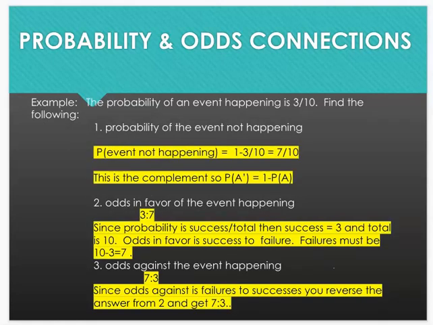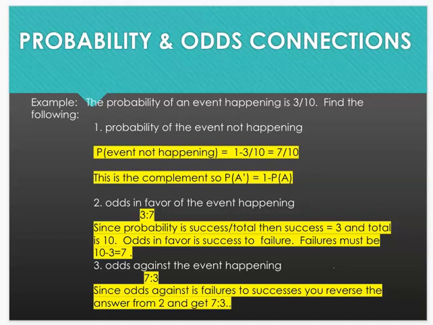So, if I know the probability of the event happening is 3/10, then I know the probability of the event not happening is 1 minus 3/10, which is 7/10, because that's the complement. And if you remember those probability ideas, the complement of the probability of A is equal to 1 minus the probability of A. Number 2, odds in favor of the event happening. That would be 3 to 7.